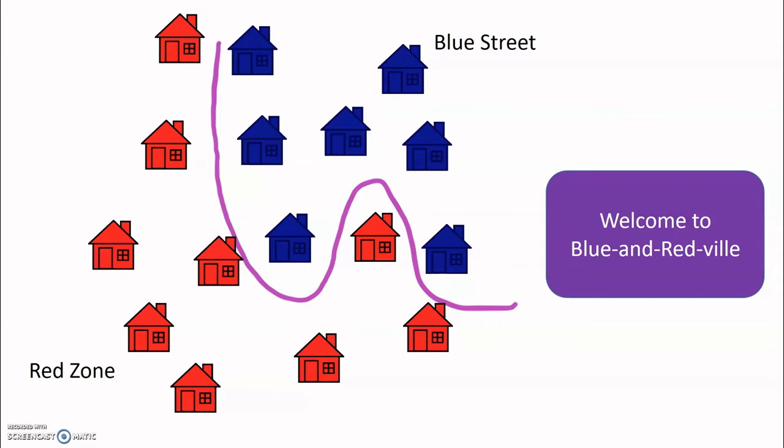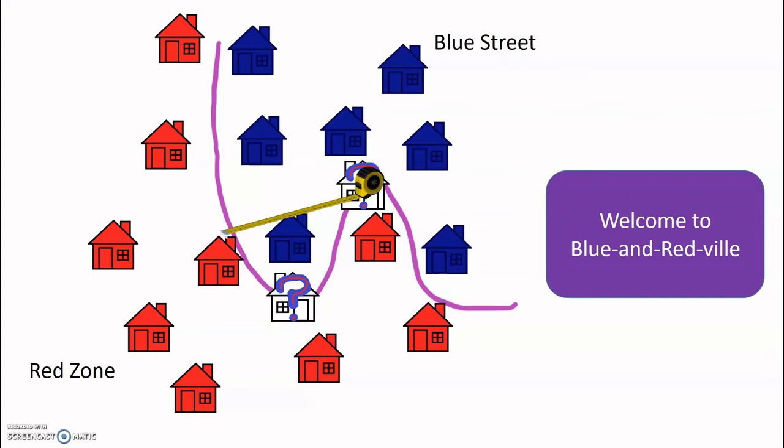But what if we have a new house that's right on this border? Then it's a lot harder to tell what color they should be. One way we could do this is to take a vote from its three closest neighbors to see what color they think it should be. So we'll do that with this one.